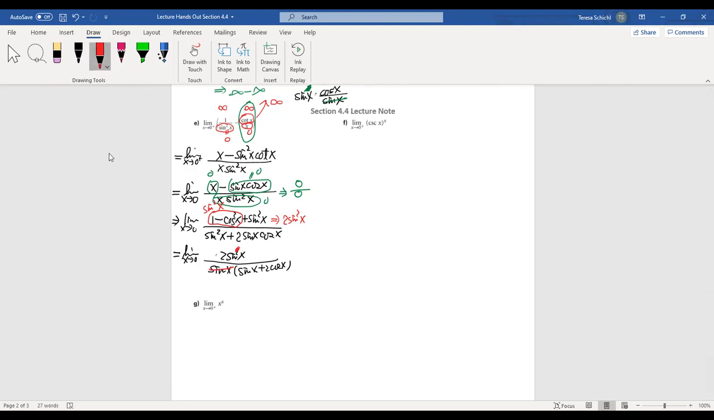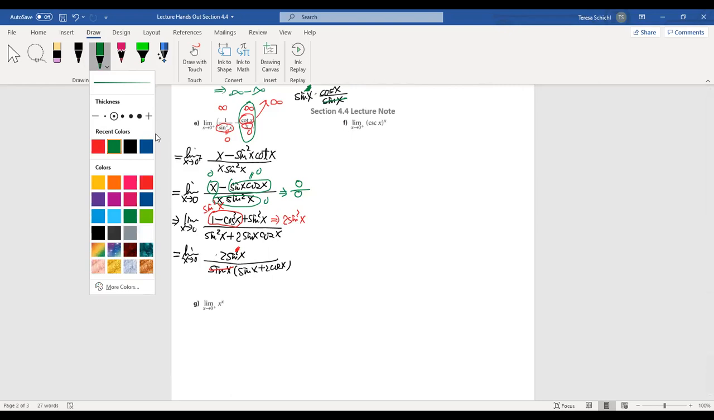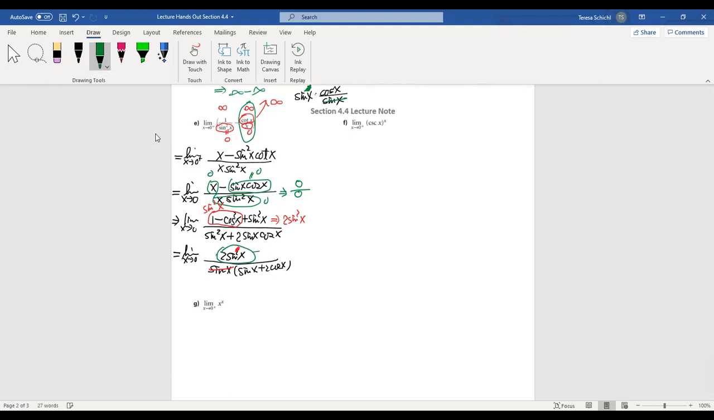Now let's try again. When x approaches 0, what does the top approach? The top approaches 0. And this sine x approaches 0. But what does the cosine approach? It's 1, right? So this one approaches 2. So your final answer is 0 over 2. What is 0 over 2? It's 0, right? Okay.